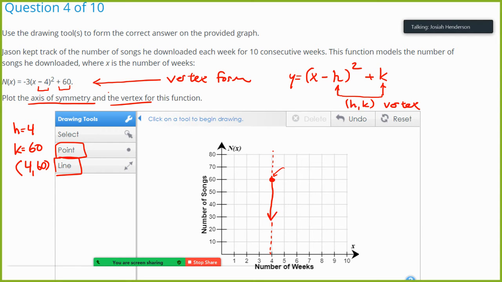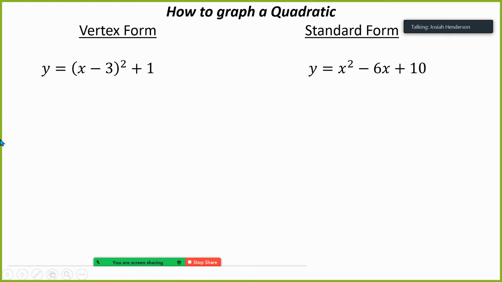Okay, now let's start graphing. I'm going to skip this one. How to graph a quadratic. I want to show you in both forms how we can do this.